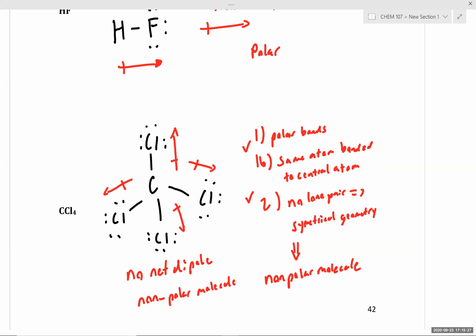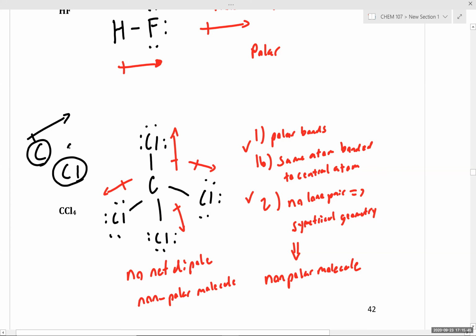Professor, how do we know chlorine is polar? How do you decide it's polar or not? So if we look at our electronegativity table, we know electronegativity increases going up and to the right, right? So since chlorine is farther to the right than carbon, chlorine should have an electronegativity value of around 3.0, while carbon has a value of around 2.5.